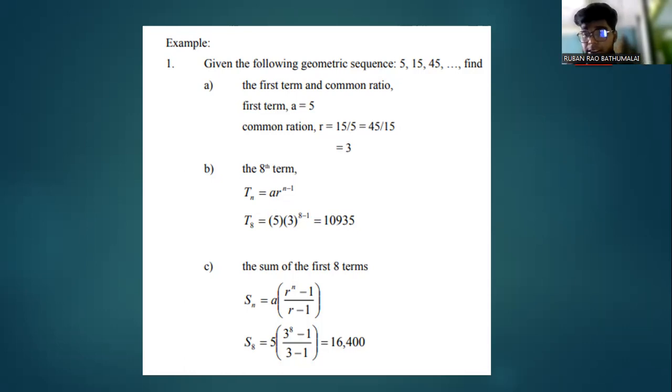Then find part C, the sum of the first 8 terms, which means Sn equals the formula I told you just now. Just substitute the values, because here they are also using the eighth term. So we don't worry if they never give just n. The question may ask for the sum of a number of terms, which means you should find all the terms in the sequence. But here the eighth term is already mentioned, so we just substitute a as 5, 3 to the power of 8 minus 1 over 3 minus 1, which equals 2. The answer will be 16,400.